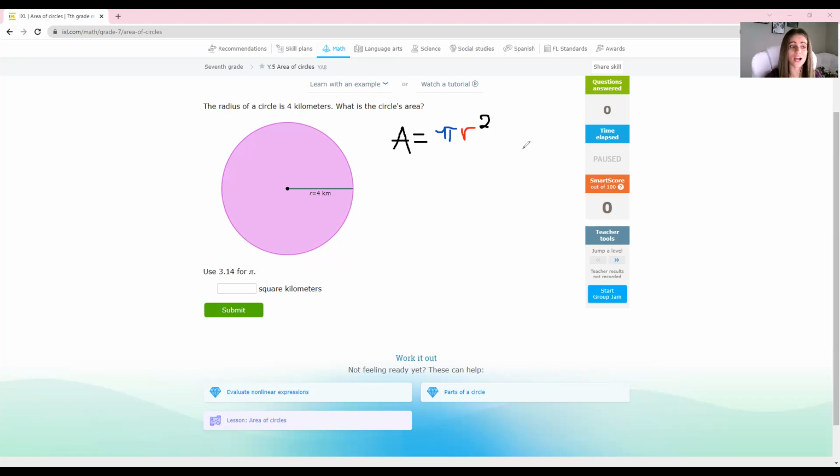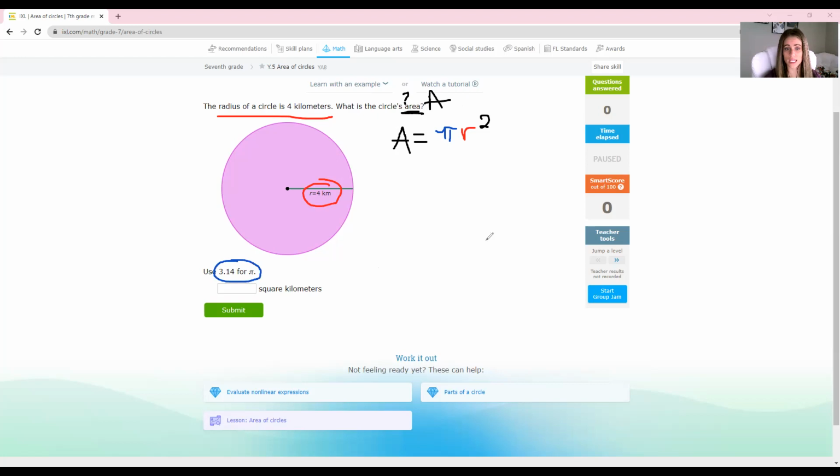And then next, identify the information you are given. We are told in both the word problem and in our diagram that the radius is 4 kilometers. And we are instructed to use the approximation 3.14 for pi. That's all the information it gives me, other than, oh, I forgot this part, this is important, it's our question, what we're trying to find. We are wanting to find the area.